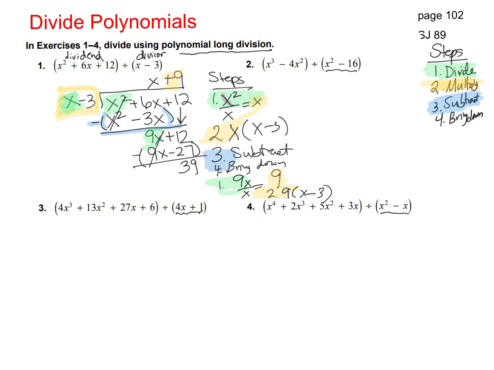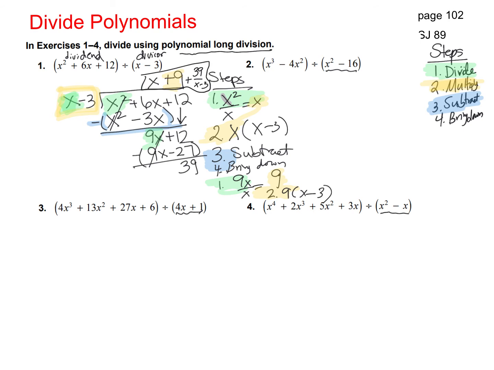And then I'm going to put a fraction bar. I'm going to put 39 in the numerator and x minus 3 in the denominator. That's my answer. That's my quotient and my remainder written properly. x plus 9 plus 39 divided by x minus 3.